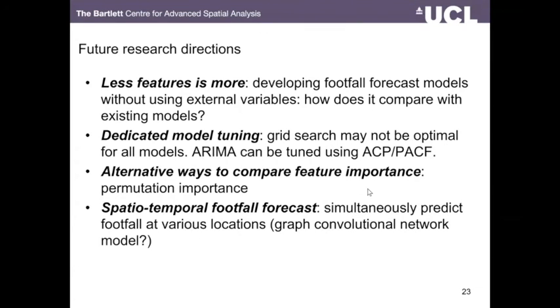We also want to compare the feature importance using alternative ways, because the one we used may not be the optimal one. We can use permutation importance to look at the importance of different features. And the last one, we will try to develop spatial-temporal footfall forecast models that simultaneously predict the footfall at various locations, for example using graph convolutional network models. In this research, we forecast the footfall in different locations separately.